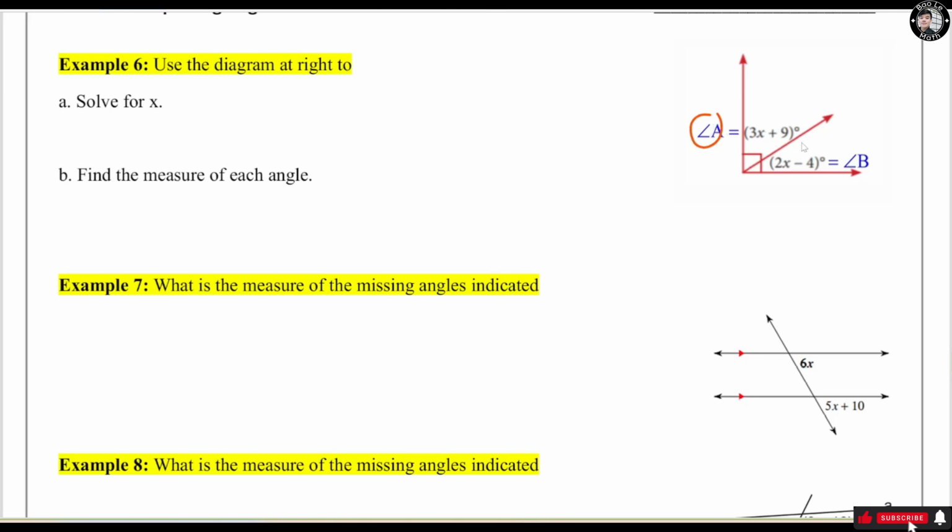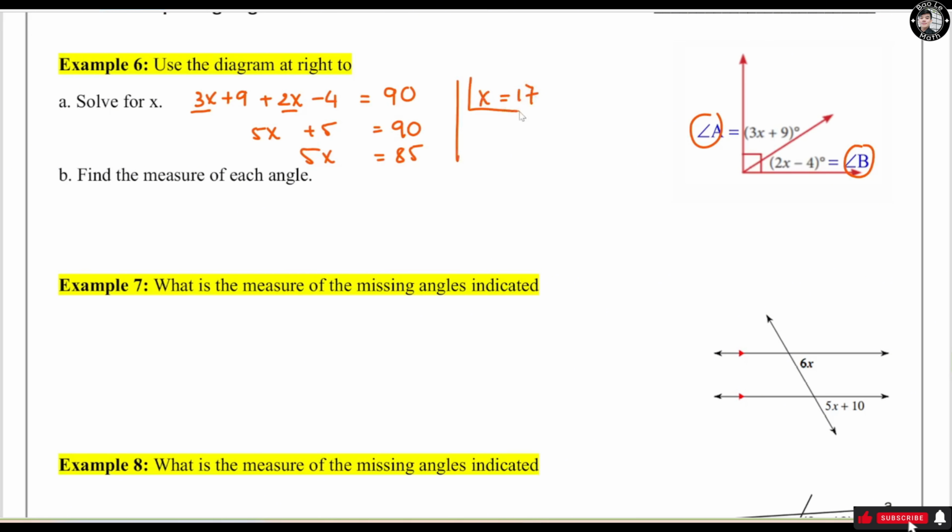Observe that angle A and angle B are complementary angles, right? So they add up to 90 degrees, right? So we have 3s plus 9 plus 2s minus 4 equals 90, right? And then combine like terms, this could be 5s plus 5 equals 90, right? Subtract 5 both sides. 5s equals 85. Divide both sides by 5. So s equals 17, right?